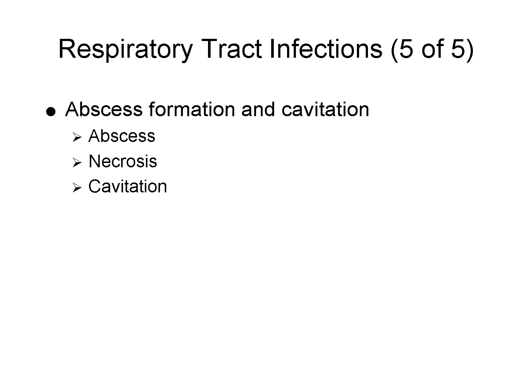Lung abscesses occur when infection leads to localized necrosis of lung tissue, forming a cavity filled with pus. These abscesses can rupture into airways, resulting in coughing up foul-smelling sputum. Cavitation describes the process where lung tissue is destroyed, leaving a hollow space. Treatment includes antibiotics, and in some cases, surgical drainage or resection may be required.